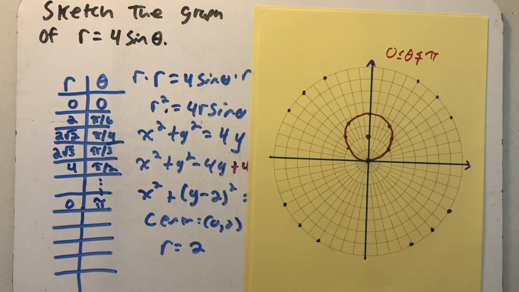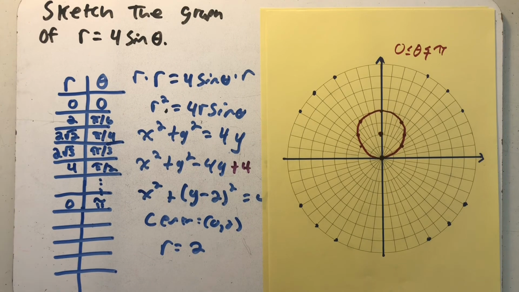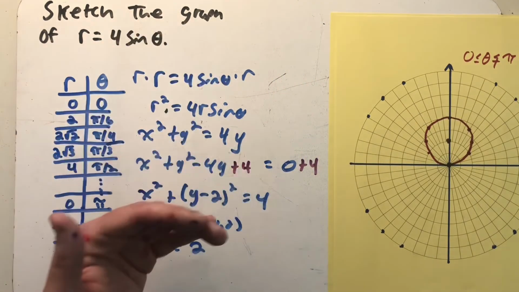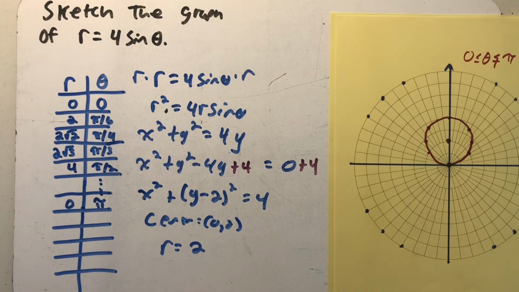So there we have it. We graphed our polar equation by plotting points. We could also convert it to rectangular equations and graph it. And then we can use some technology to help us out as well.